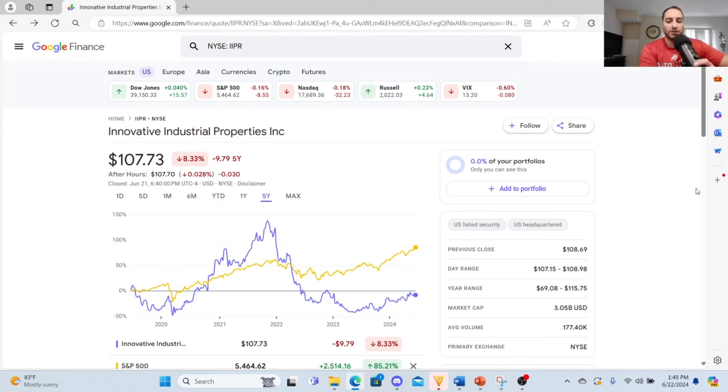Average volume 177.40K. The market cap is 3.05 billion. Your range is 69.08 to 115.75. Day range is 107.15 to 108.98. Previous close is 108.69. So I'm going to go over the recent revenue trends.